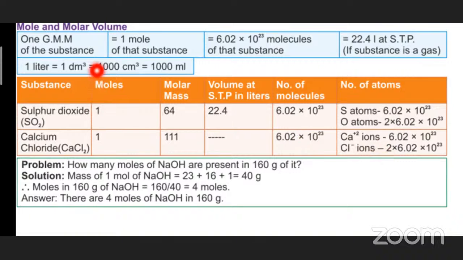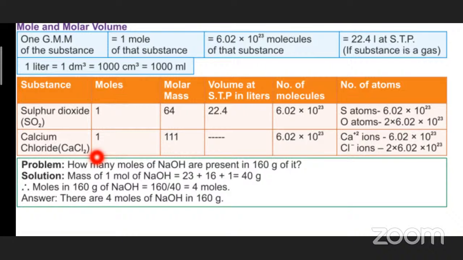This is a very, very important relation. You have to learn this and understand. Please do not mug up. If you understand it, you can solve so many problems. If you go by formula wise, it would be very hectic for you to learn. Understand the concept. 1 mole means its weight would be equal to the molecular weight, and it will contain Avogadro number of molecules. And if it is a gas, its volume would be 22.4 liters at STP.